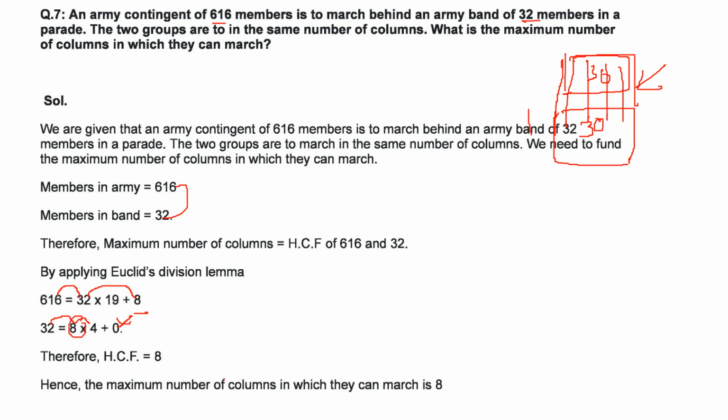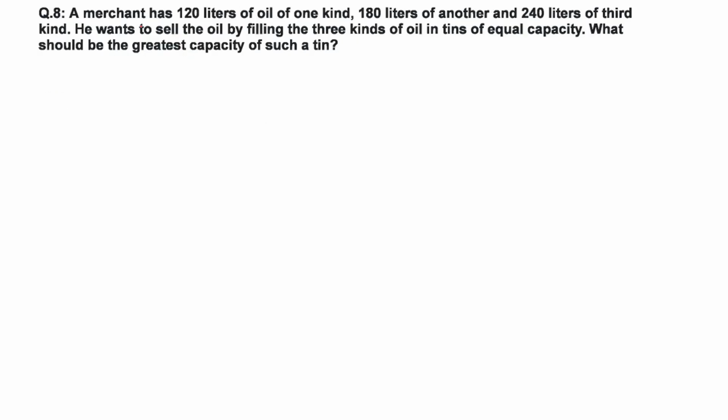So we have the maximum number of columns or lanes as 8 in which they can march. A merchant has 120 liters of oil of one kind, 180 liters of another, and 240 liters of a third kind. He wants to sell the oil by filling the three kinds of oil in tins of equal capacity. So these are three cans or three tins of equal capacity. What should be the greatest capacity of such a tin?